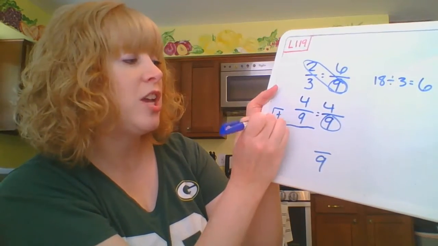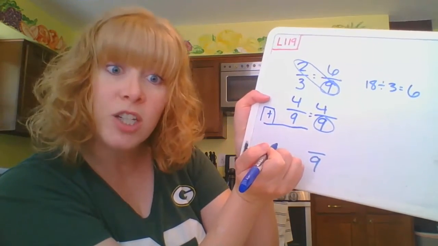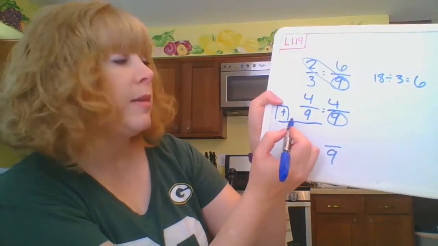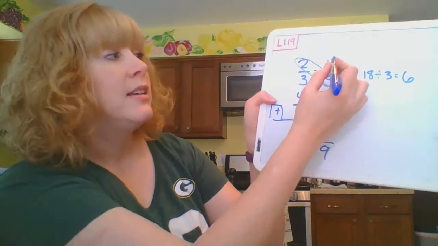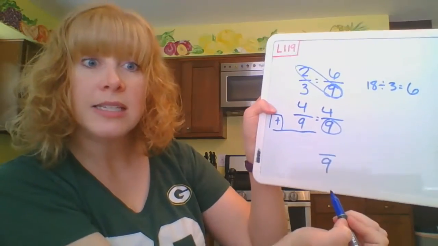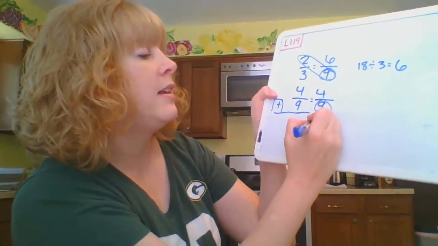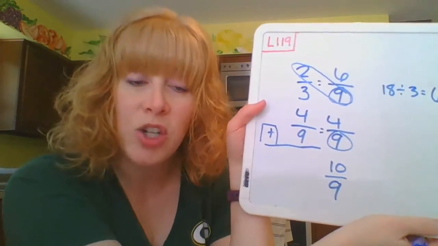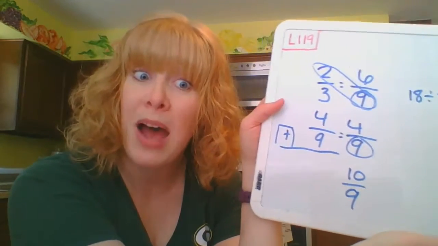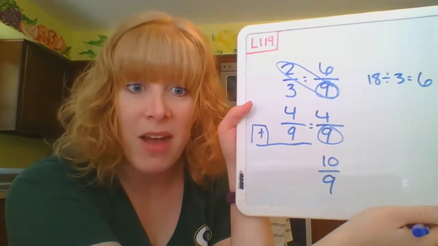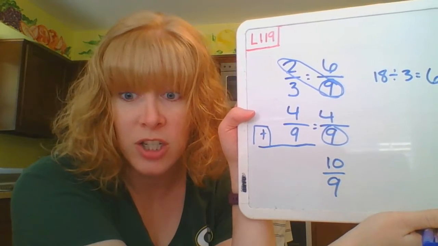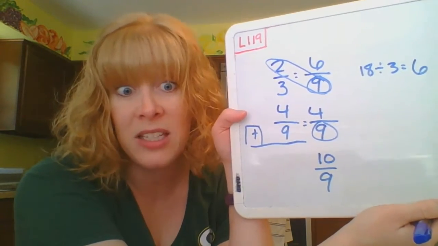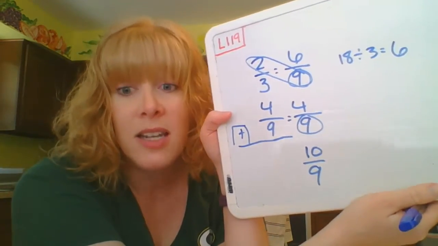I want to pay attention to my operation because you have addition and subtraction on this worksheet. So I need to make sure I know I'm adding. 6 plus 4 is 10. So that is my solution, but I'm not done because the instructions are to give it in the simplest possible form. And I have a top-heavy fraction here. I have an improper fraction. So I'm actually going to have to simplify this and give my answer as a mixed number.